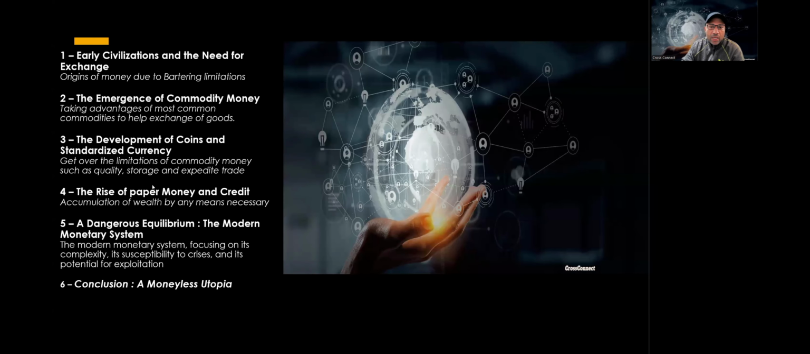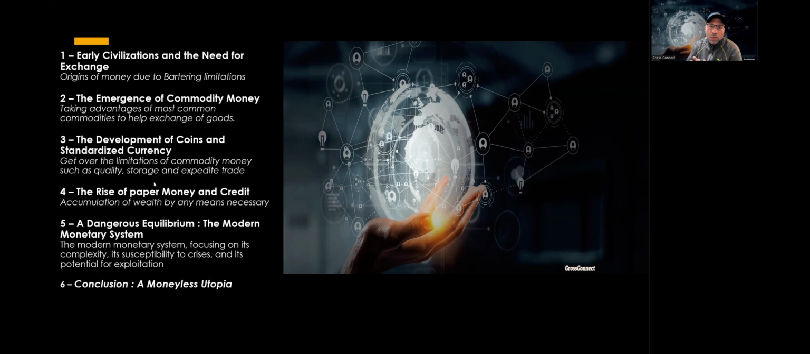So, as you know my drill, I generally do some slides about what we're going to cover, and this is what we're going to see right now. As you can see, we're going to cover this in five parts, plus a conclusion that will be a longer section. But basically, in part number one, we'll talk about early civilization and the need for exchange, the origins of money due to bartering limitation.